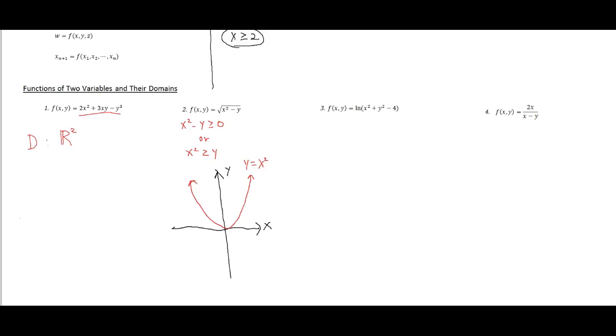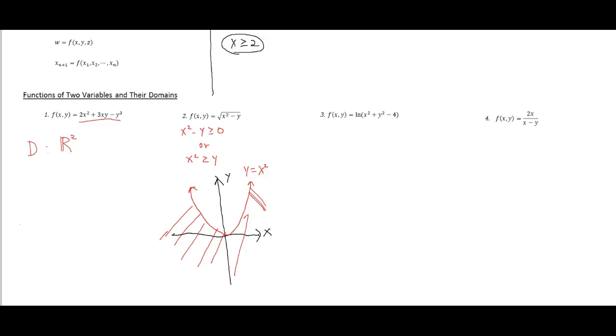But the domain for this function is every possible ordered pair that would satisfy x squared is greater than or equal to y. So what that means is that we need to look at all points that are on or below the graph of this function y equals x squared. So this would be the two-dimensional region consisting of all possible ordered pairs. So this would be the sketch of the domain for this function.